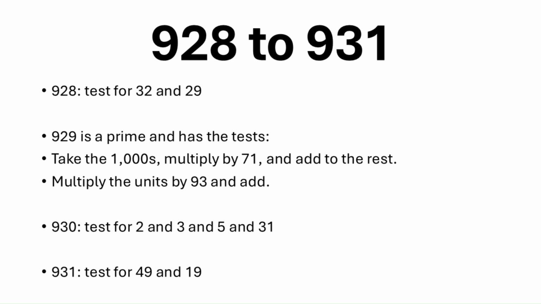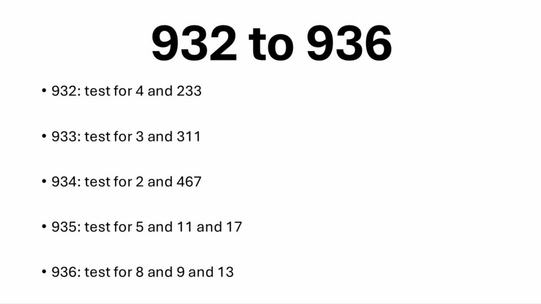Take the 1000s, multiply by 71, and add to the rest. Multiply the units by 93 and add. 930, test for 2 and 3 and 5 and 31. 931, test for 49 and 19. 932, test for 4 and 233. 933, test for 3 and 311.